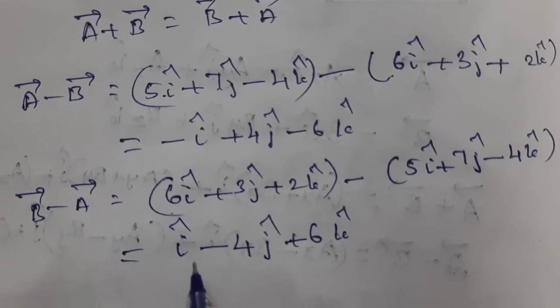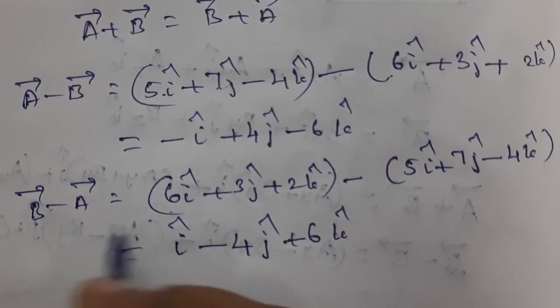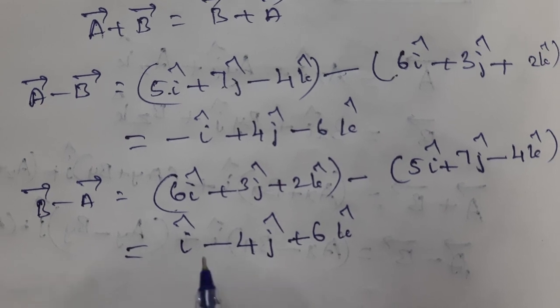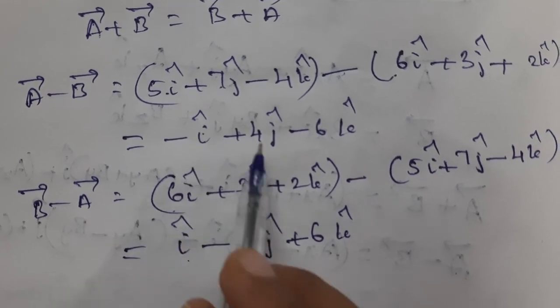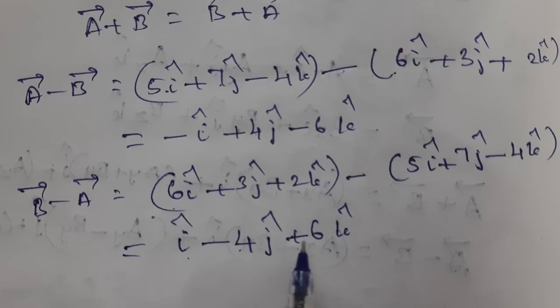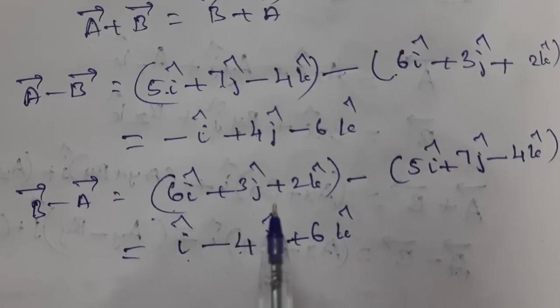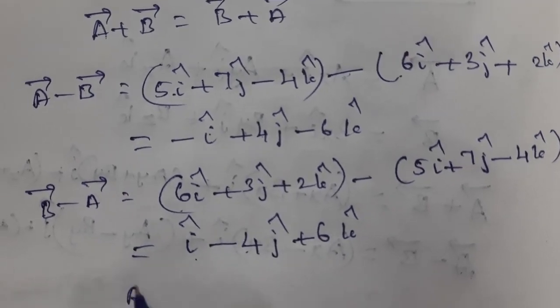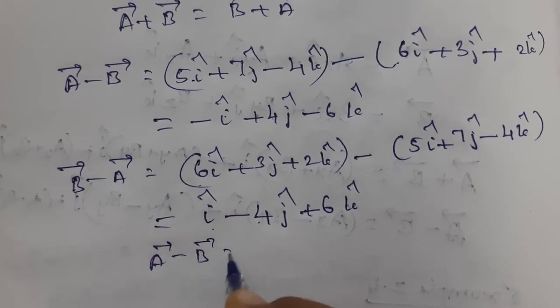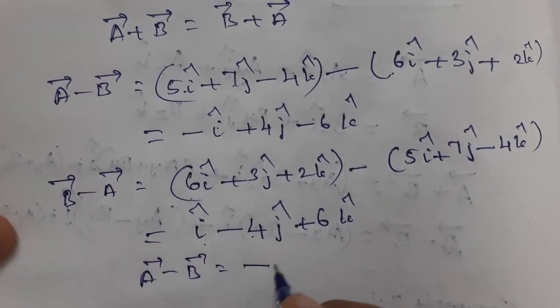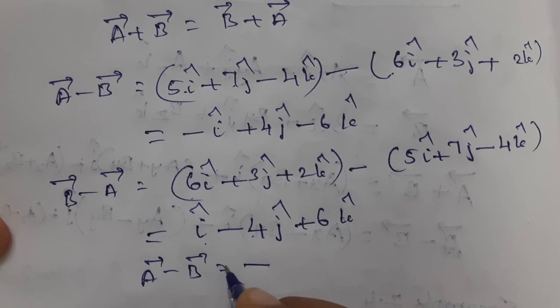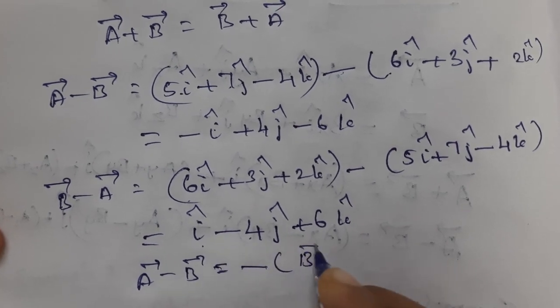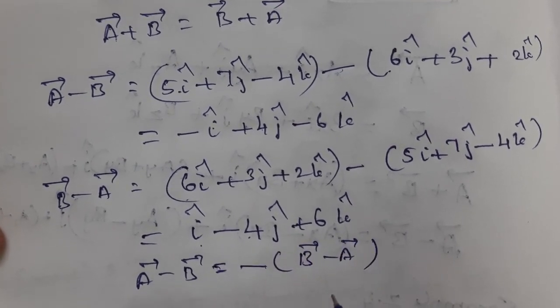So here A minus B and B minus A are opposite to each other: minus i plus i, plus 4 minus 4, minus 6 plus 6. But A plus B equal to B plus A, but A minus B is not equal to B minus A. That is, A minus B is minus of B minus A. This is opposite direction.